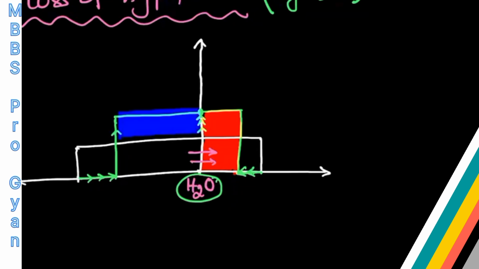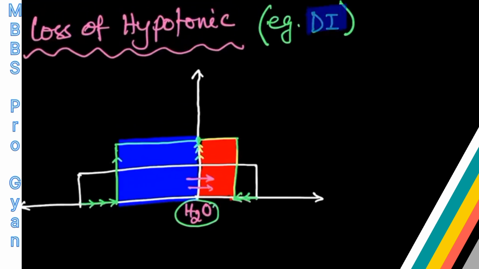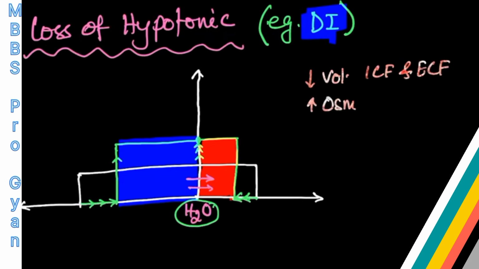So in this way, I can understand that if a person is losing a huge amount of free water, for example in diabetes insipidus, what will happen to the volume of the ICF and ECF? Both volumes will be decreased. So there will be a decrease in volume of ICF as well as ECF. Volume will be contracted. And what will happen to osmolality of ECF and ICF?